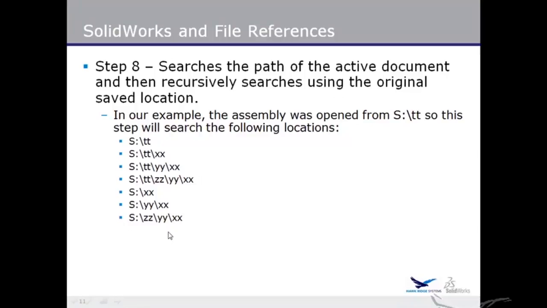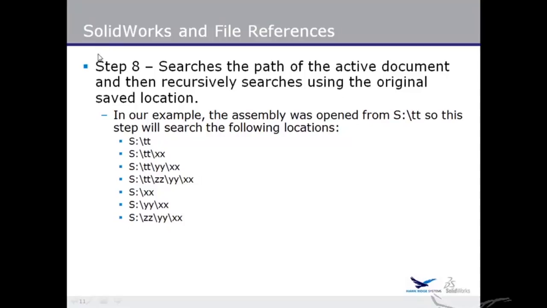Now, something that's interesting here, had I opened the assembly from the C drive, the very last path right here would be CZZYYXX, which is where the bracket file is, and it would have found the bracket file right here. But because I opened the assembly from a different drive, the S drive, we've got that S in front of here, and it's not going to find it at this point.